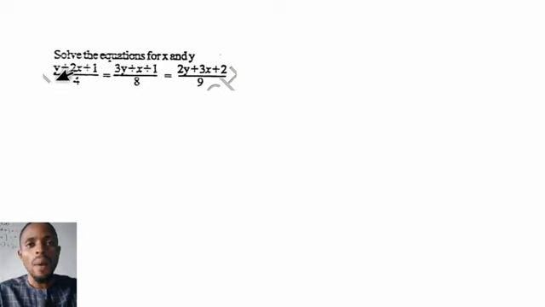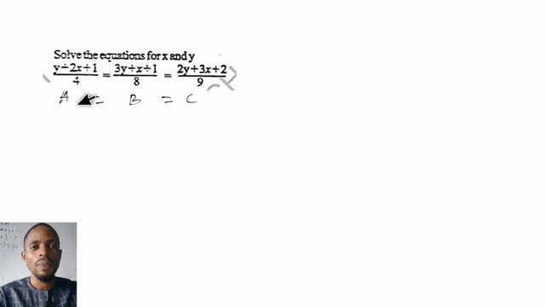So let's go. Let's say this place is the first term, then we have the second term, and the third term. Let's represent the first as A, this place as B, and this place as C. So what you just have to do here is let A be equal to B, and also let A be equal to C, and then you get your answer.